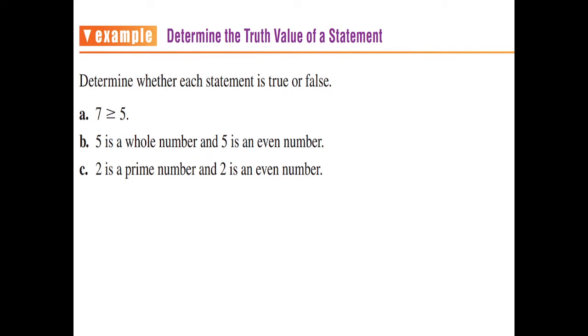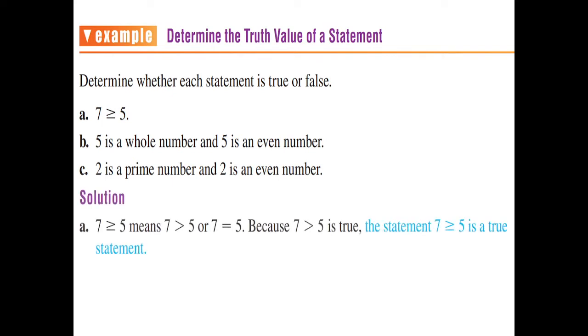Class, 7 is greater than or equal to 5. Is that true or false? True. That's true. So, meaning, 7 is greater than 5 or 7 is equal to 5. 7 is greater than 5 is true. So the statement 7 is greater than or equal to 5 is a true statement.